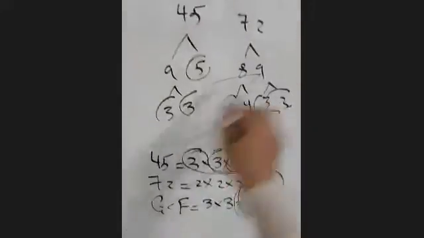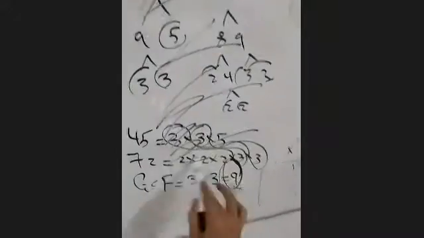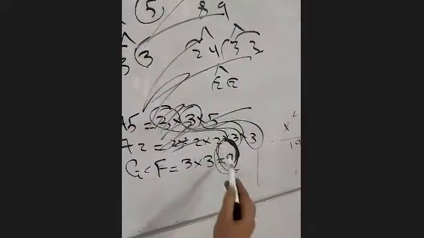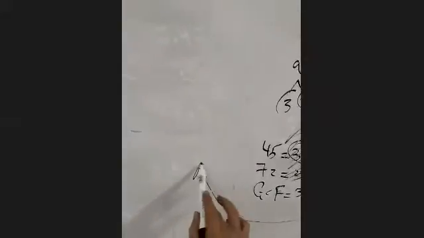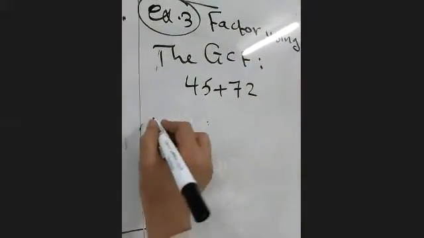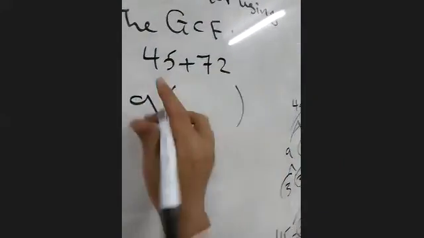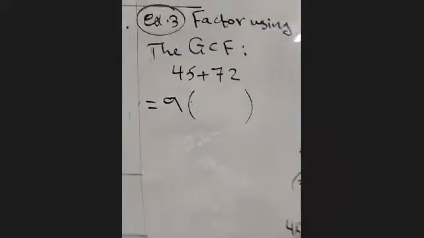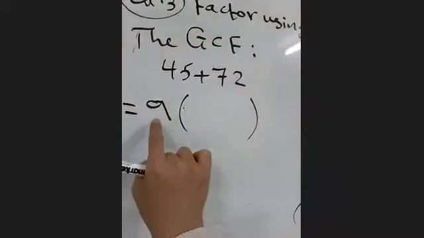I don't care about this, so we make it an extra space. I want only the 9. So I will take the 9 and go to my question here. Equal 9 and make what? Bracket. Okay? Nothing between the 9 and the bracket.